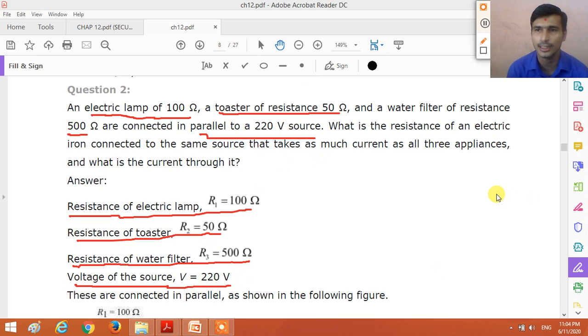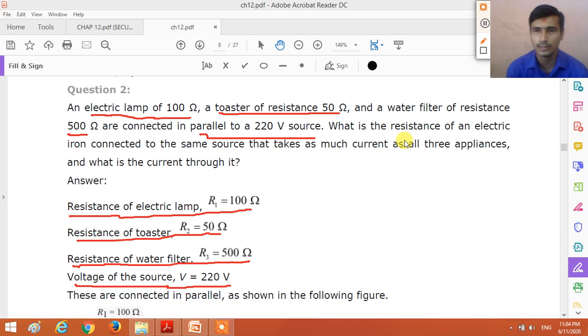So here the three appliances are given to you. The electric lamp has a resistance of 100 ohm, the toaster has a resistance of 50 ohm, the water filter has a resistance of 500 ohm, and all the three are connected in parallel to a 220 volt source. What is the resistance of the electric iron connected to the same source that takes as much current as all the three appliances, and what is the current through it, right?